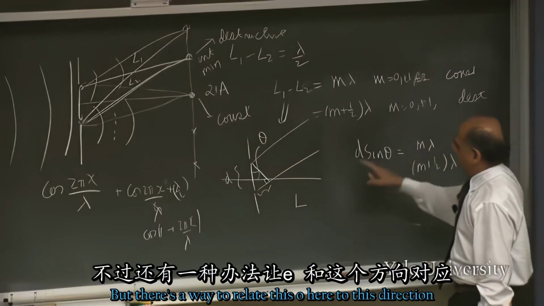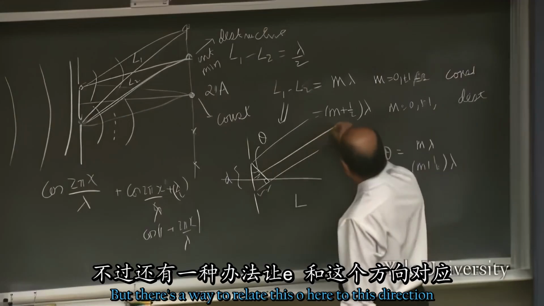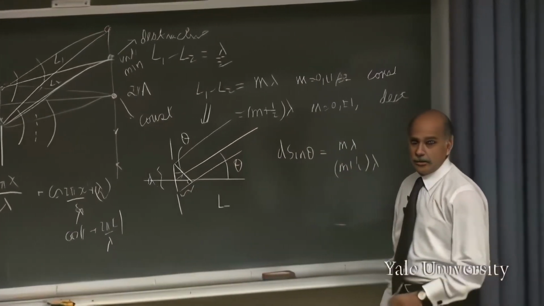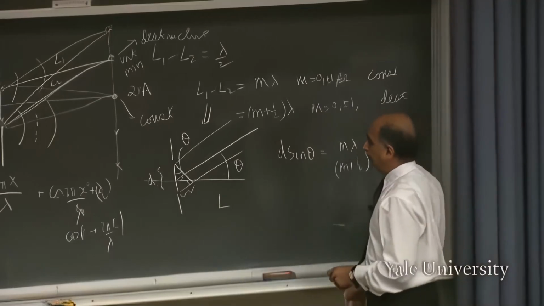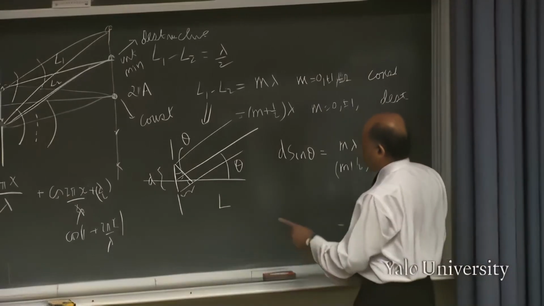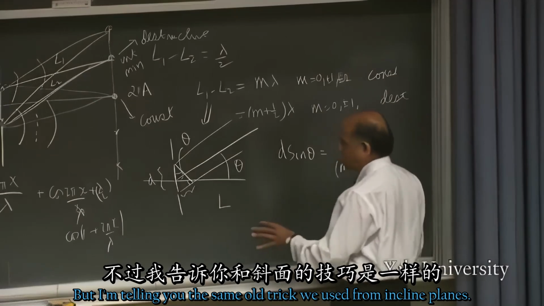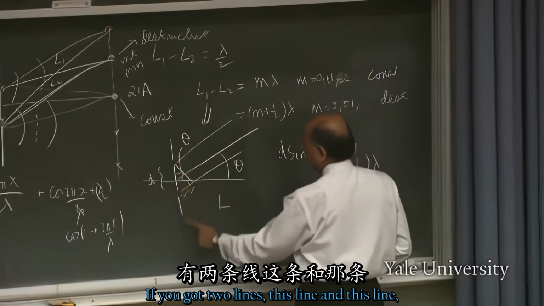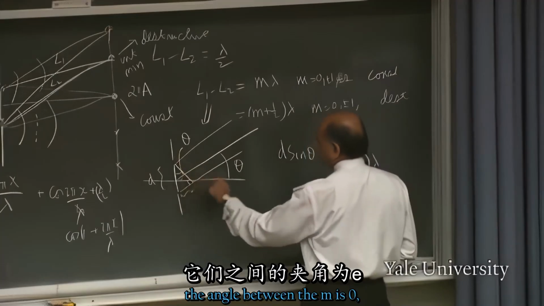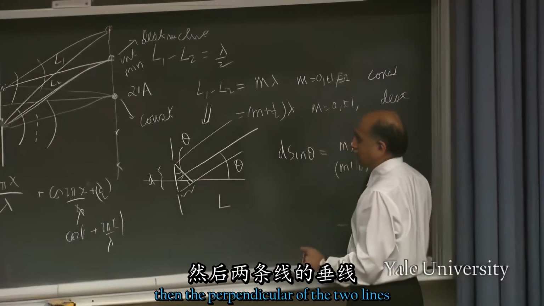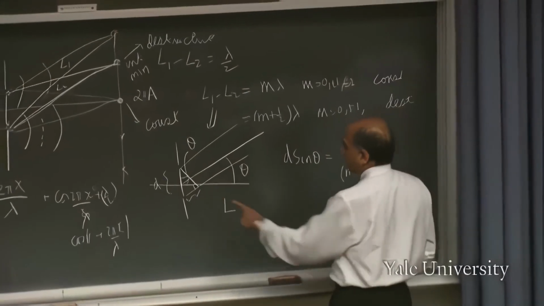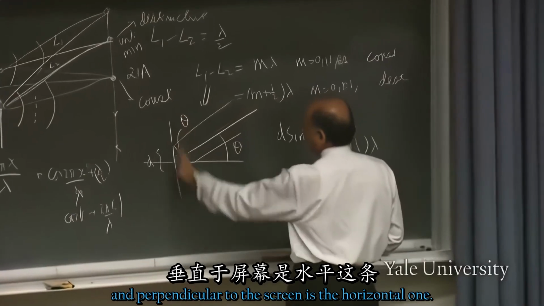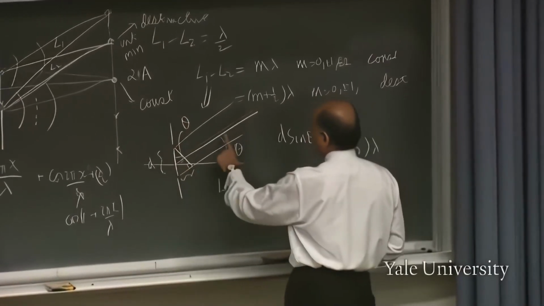But there's a way to relate this theta here to this direction. They are the same angle. You may want to go look at your book where the graphics are better than mine. But I'm telling you the same old trick we use from inclined planes. If you got two lines, this line and this line, and the angle between them is theta, then the perpendiculars to the two lines have the same angle between them. Perpendicular to this line is this one, and the perpendicular to the screen is the horizontal one. So theta is also that angle.